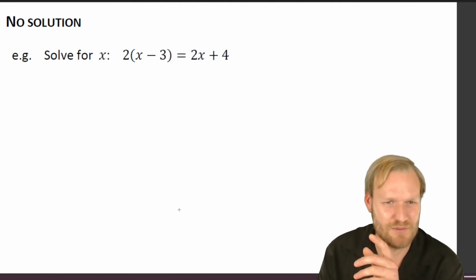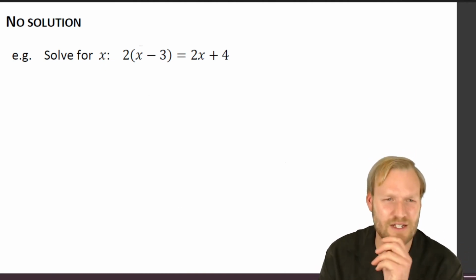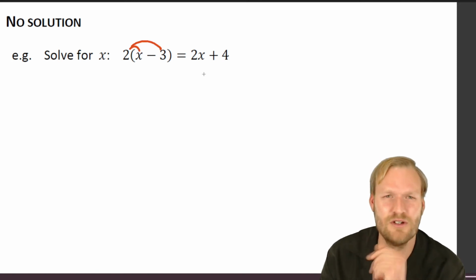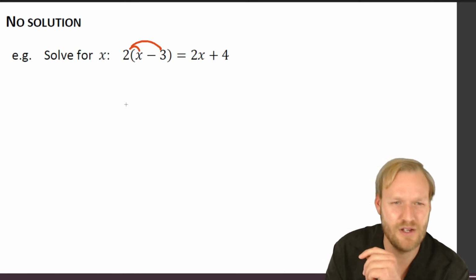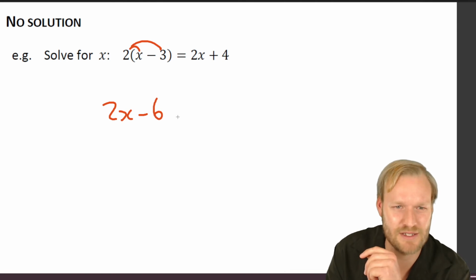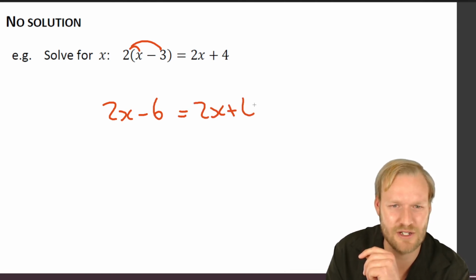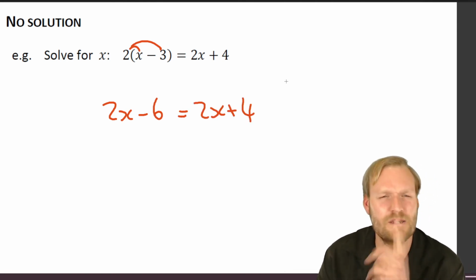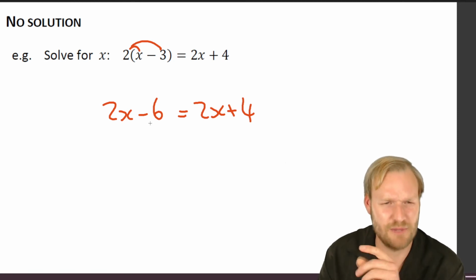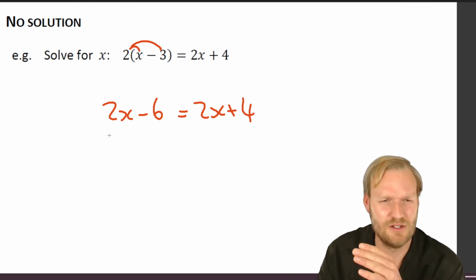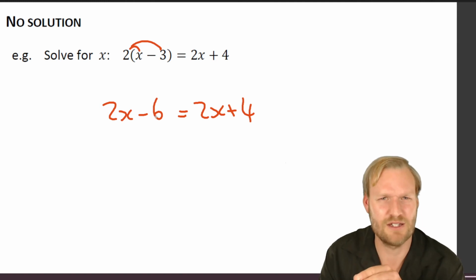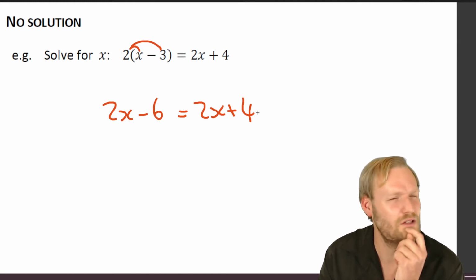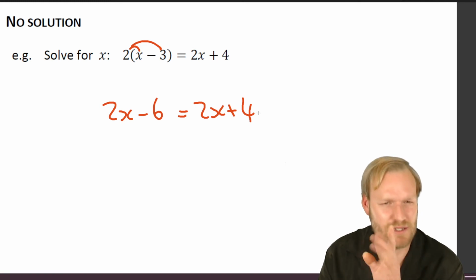In this case, multiply out the left-hand side, so distribute this 2, and let me know what you get. Okay, well, I get 2x minus 6, and on the right-hand side, I get 2x plus 4. Something doesn't look so great yet. 2x minus 6 is 2x plus 4. So some sort of number, when you subtract 6 from it, is going to be the same number when you add 4 to it. That doesn't quite seem to make sense.